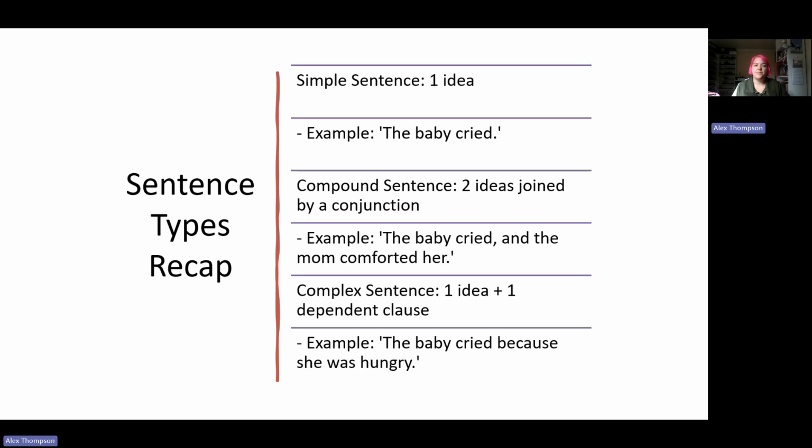And just to recap, a simple sentence is one idea that we express and it makes sense, just one short sentence. For example here, the baby cried. If we've got a compound sentence, it's 2 simple sentences glued together. The baby cried and the mum comforted her. A complex sentence is a simple sentence plus added detail that doesn't make sense on its own. The baby cried because she was hungry. So in that case, we've got that extra bit of information.